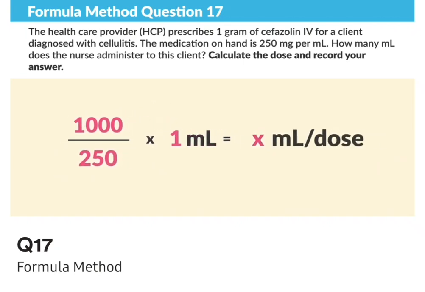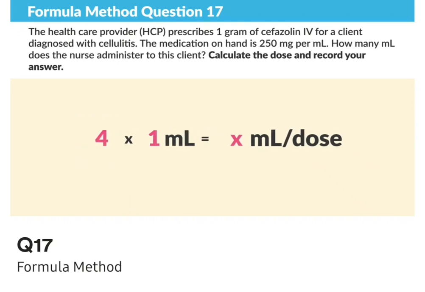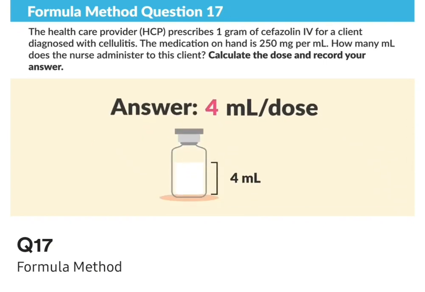So your formula should look like this. 1,000 over 250 times 1 mL. So let's break it down. 1,000 divided by 250 is 4. And 4 times 1 mL is 4 mLs per dose. So the correct answer here is 4 mLs.